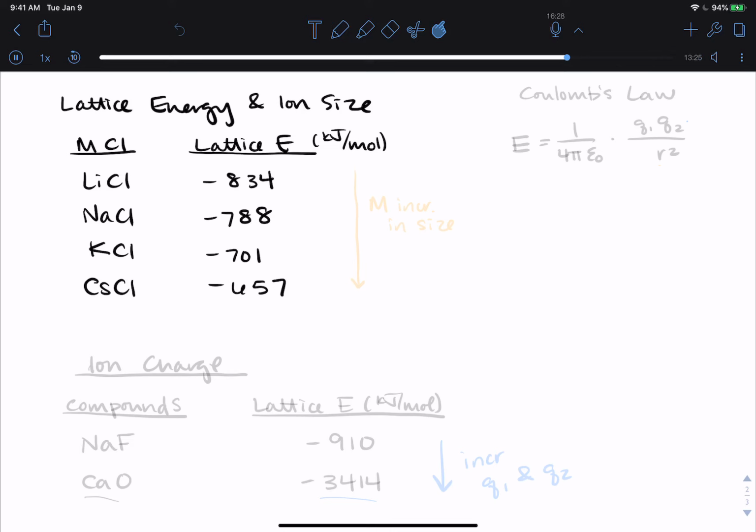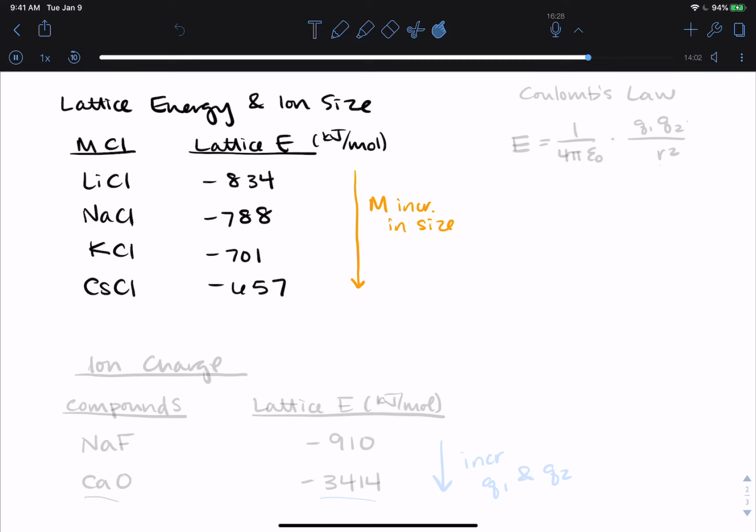So the only thing that's changing is the metal ion. And as we go from top to bottom in this list, the metal is increasing in size. Okay, so the metal increases in size and it's less exothermic. You can kind of use that as a proxy to say it's not as happy to form this extended lattice, right? It's not doing it and giving off as much energy as the metal gets bigger.